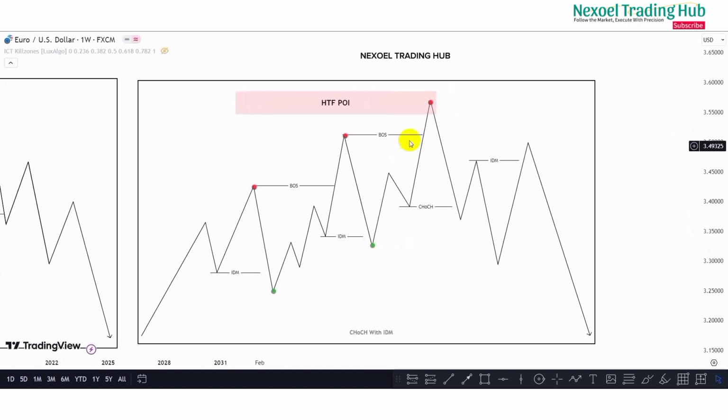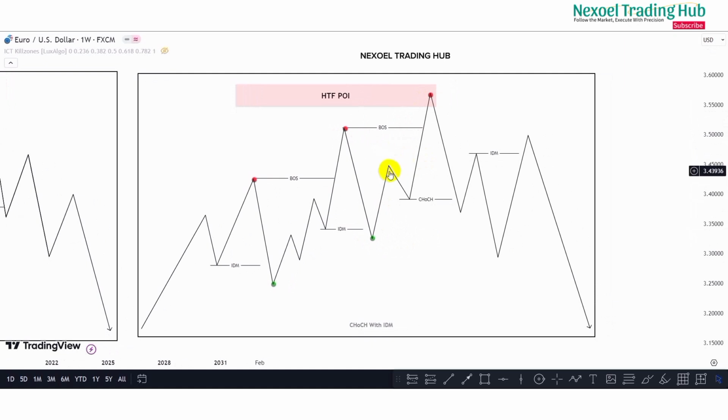And then you see we have a push to the upside. Now you can see here we have a break in market structure. This is not a sweep of liquidity, it's actually a break in market structure. Now you would see that this is actually considered as the inducement.